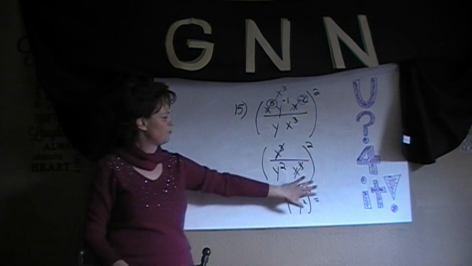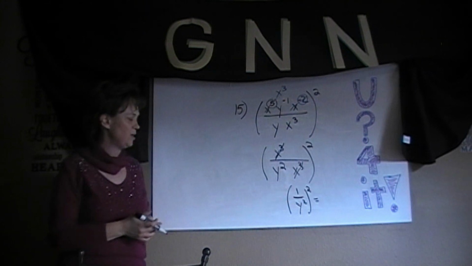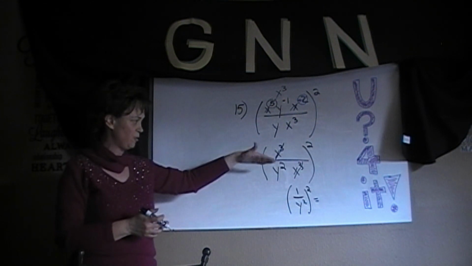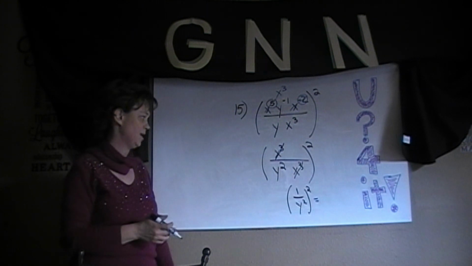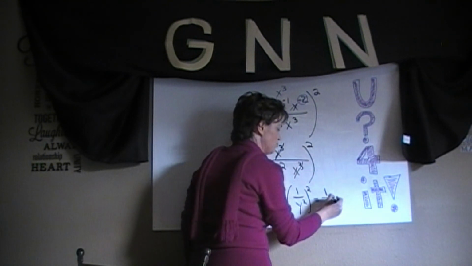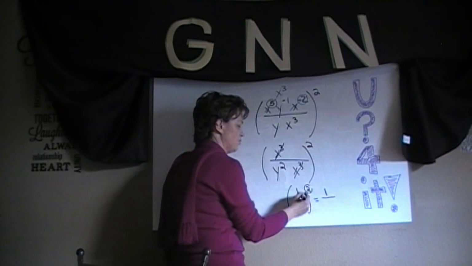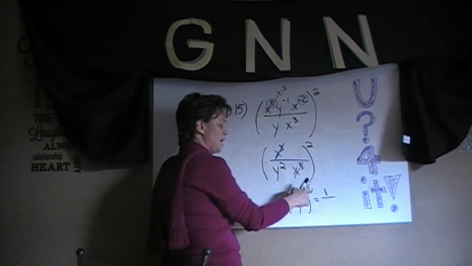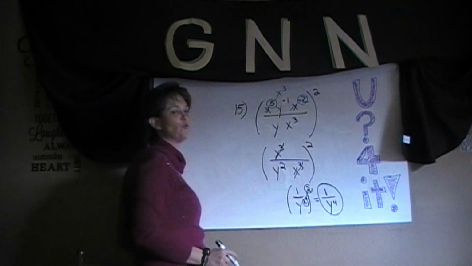Now, when you have something raised to the 2nd power, you will distribute your exponent to everything in the numerator and everything in the denominator. 1 raised to the 2nd power is 1, so 1 squared is 1. And then we'll take the 2 times this 2 and we'll multiply those. So it's y to the 2 times 2, and that's y to the 4th. And so the answer for this problem is 1 over y to the 4th.